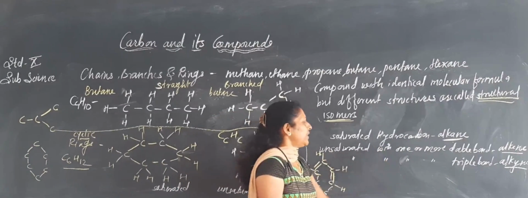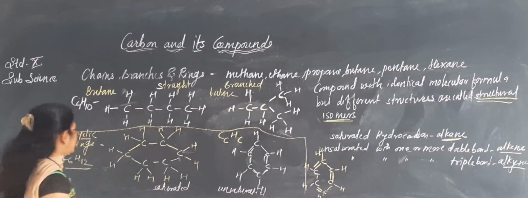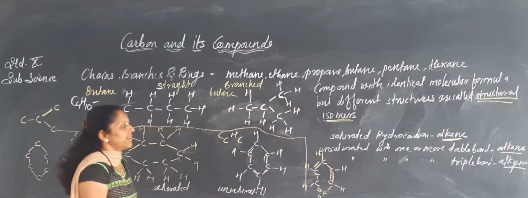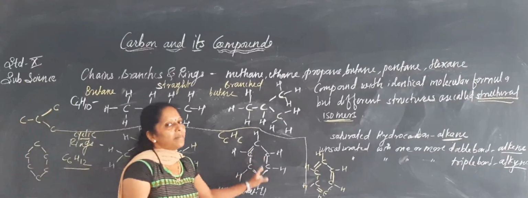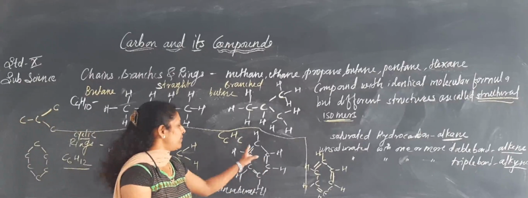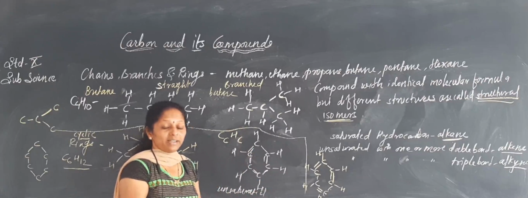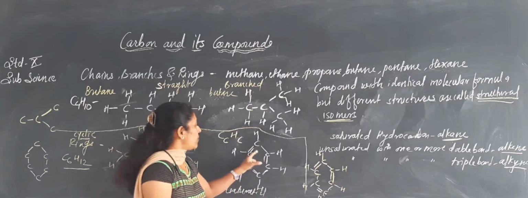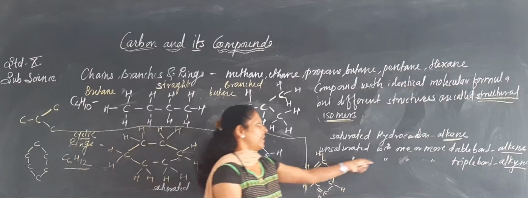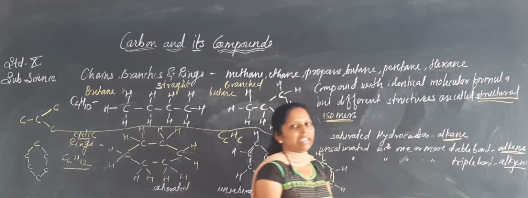And unsaturated carbon compounds have one or more double bonds, as we saw here. It is there only between carbon atoms. When there are double bonds or triple bonds, they are unsaturated. But among unsaturated hydrocarbons, when one or more double bonds are there, then it is called an alkene.